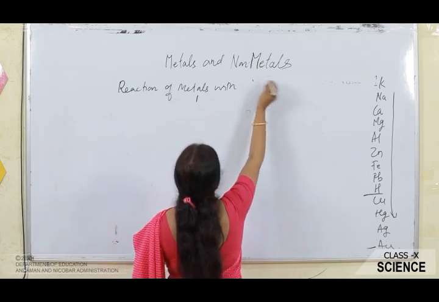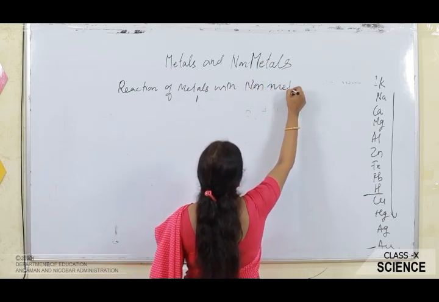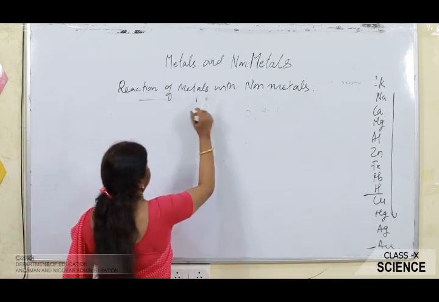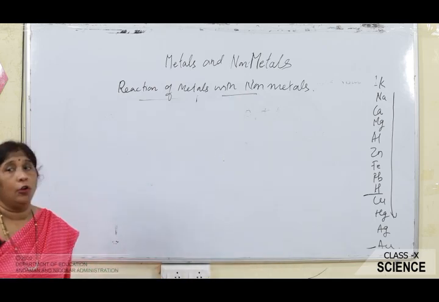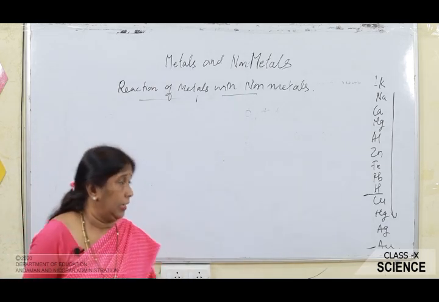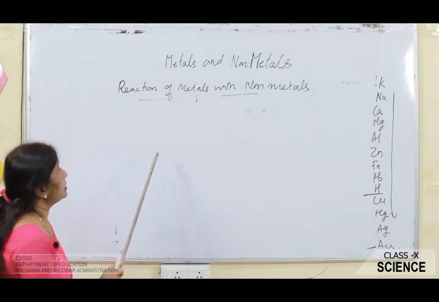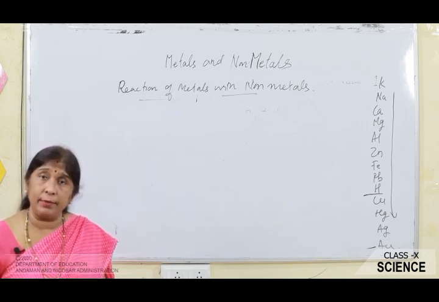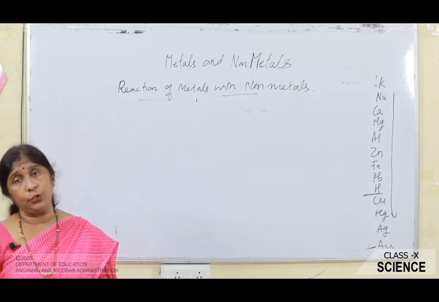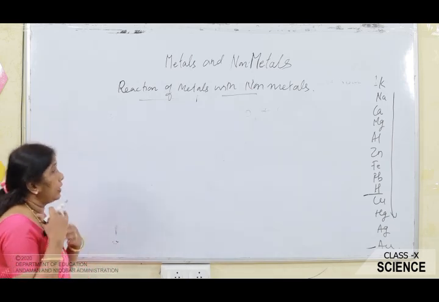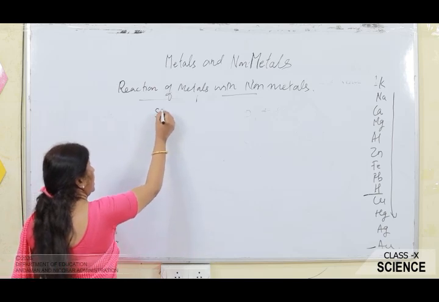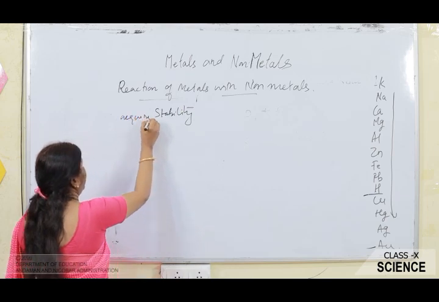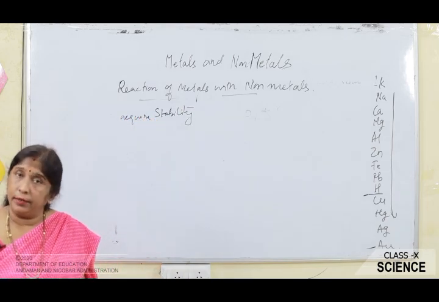Reaction of metals with non-metals. Now just see here, in this reaction of metals and non-metals, why do the metals and non-metals react together? What is the reason why they undergo chemical bonding and form compounds? Why do they combine together? They combine or undergo chemical bonding in order to attain stability.